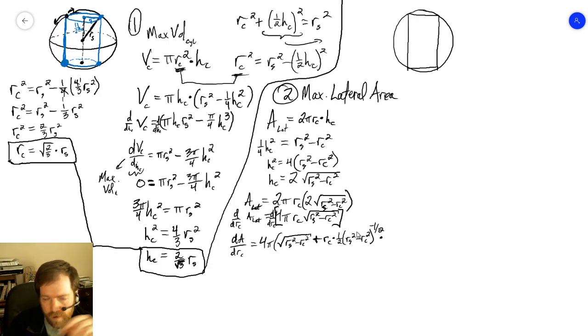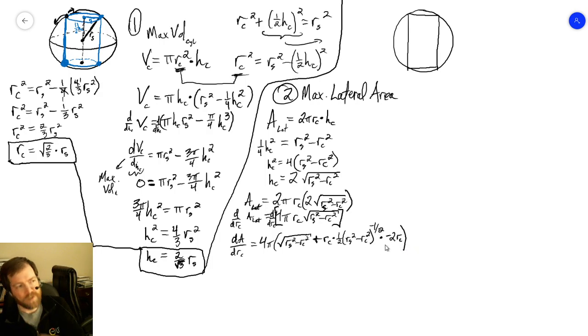So rs squared derivative is 0 because, again, radius of the sphere is constant. Then we're going to have a negative 2rc. That is going to be multiplied by the chain rule. So take the derivative of the inside stuff, that comes out like that.